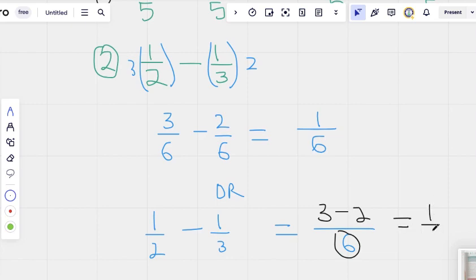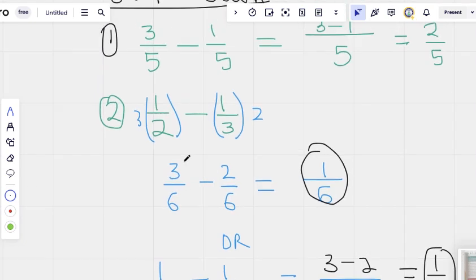So whichever method you use, whether the LCM method or changing the denominators to be the same, you will still get the same answer, 1 all over 6. The answer will be the same, irrespective of what method you use. Okay, so that's for addition and subtraction of fractions.